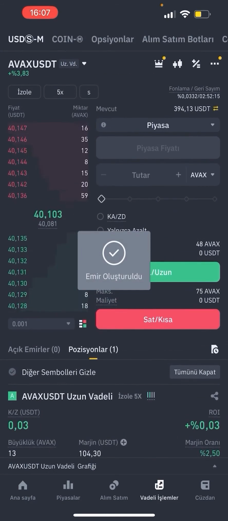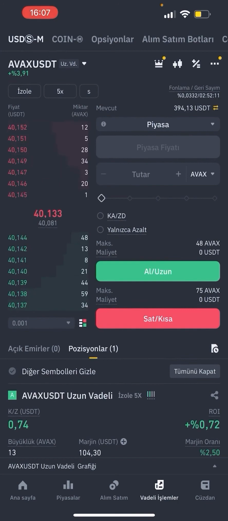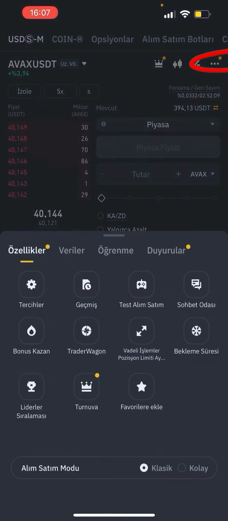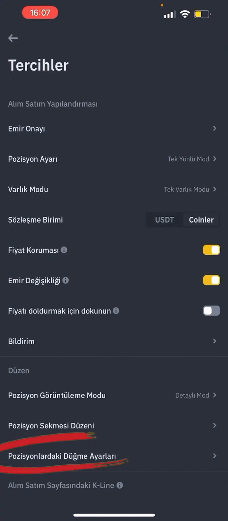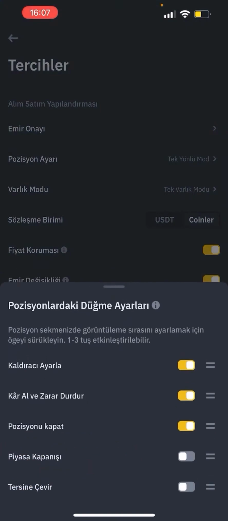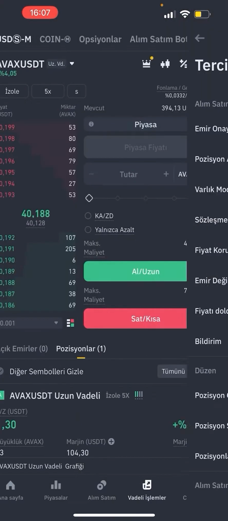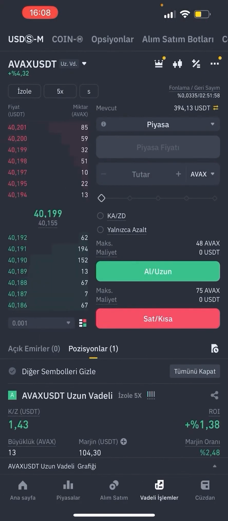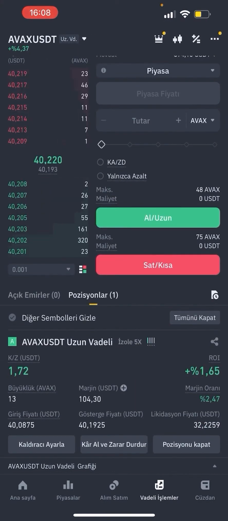They ask this. I get a lot of questions about whether I can open short while long is open. Friends, when I open long, I cannot turn this position into short at the same time. There is actually a button for this. You can easily adjust it. If you come to the 3 dots at the top right, then come to preferences and turn on the reversal at the bottom from the button settings in the positions.